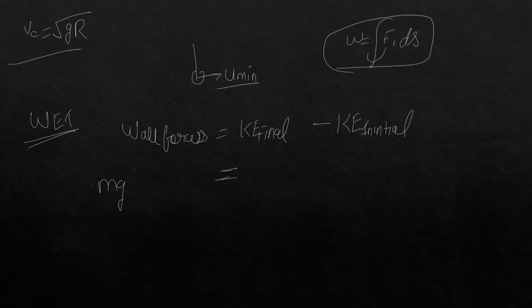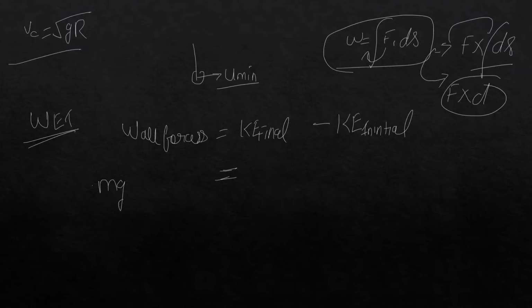Once F becomes constant, it becomes F into the ds integration, and the ds integration becomes displacement. So it becomes force into displacement, under certain conditions. The main formula is F dot ds integration for work. Since mg is constant, we can apply this. If mg is not constant, we are not going to apply this simplification.